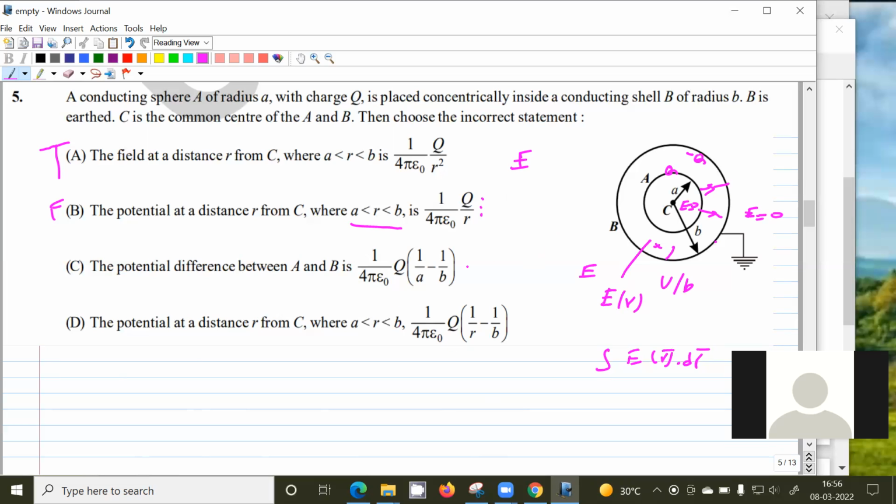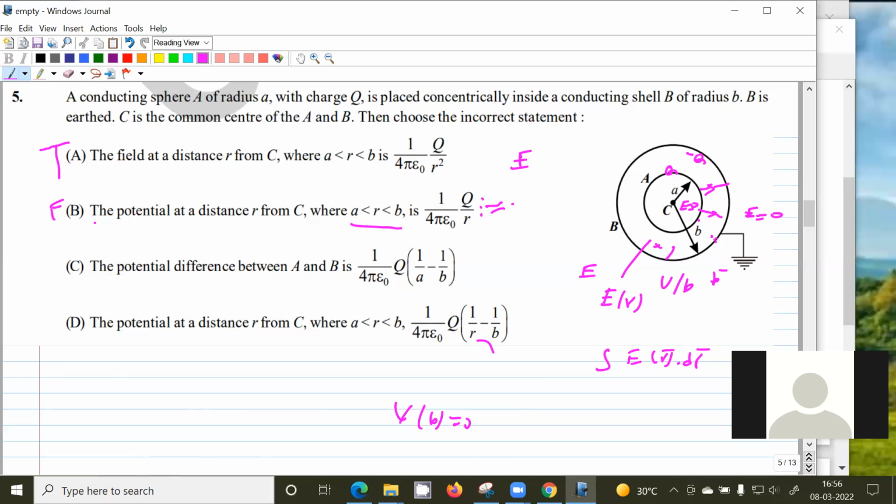Okay, so one thing is the potential at point B is 0. The electric field is only between these two. So the electric field at just B minus should also be 0. If you put R equal to B, it should be approximately 0. Here, if you put R equal to B, it is 0. So this is definitely a wrong statement.